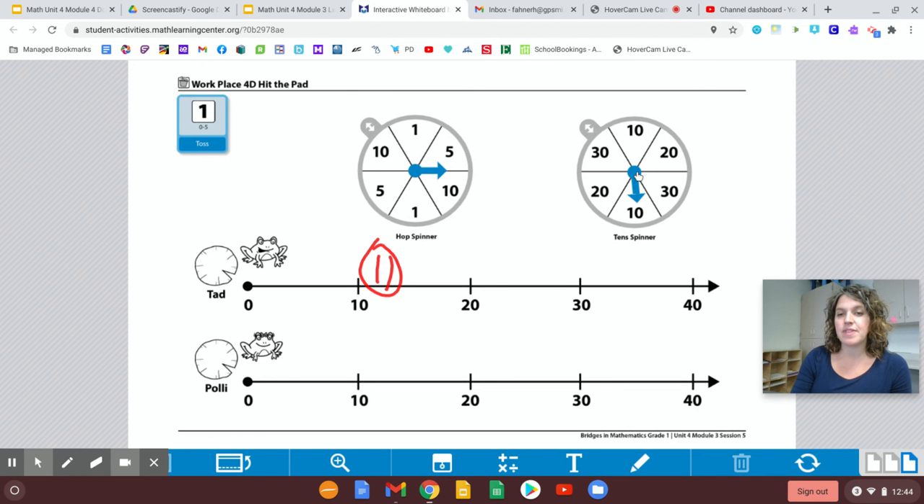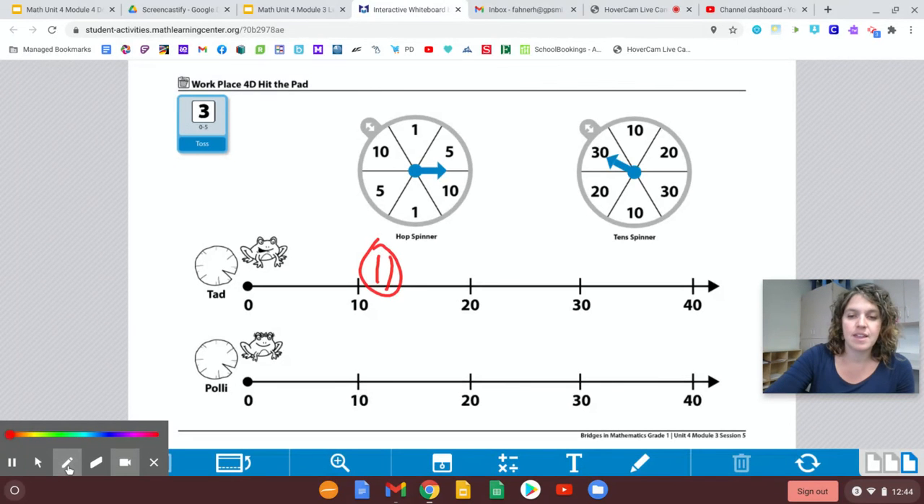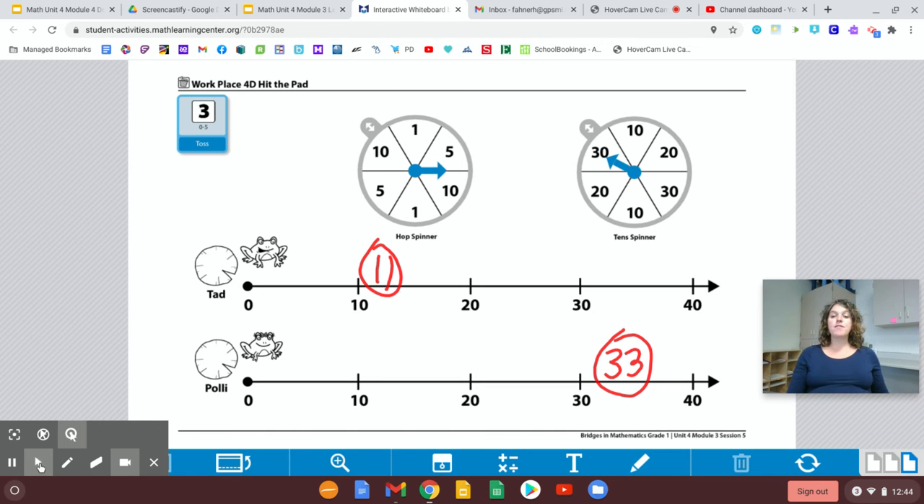I'm going to try to get Tad to 11. Now let's see, we're going to spin the 10, 20, 30 one. 30, I'm going to toss the dice, or the die. 3, 33. So Polly has to get all the way to 33. Now, before we could say, all right, Tad has to get to 11, so that's one group of 10 and one more. And Polly has to get to 33, so that's 3 groups of 10 and 3 more. But the game is to see who can get there exactly on their magic lily pad using our spinner.